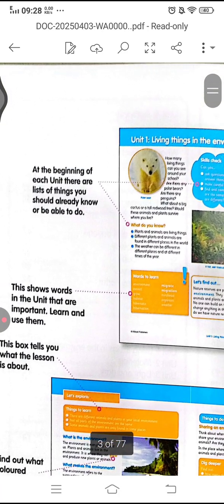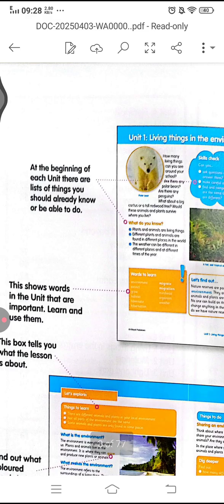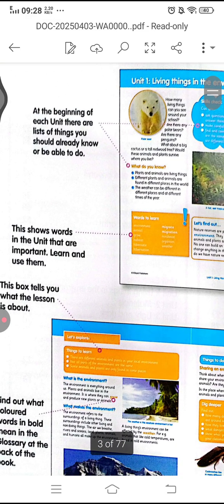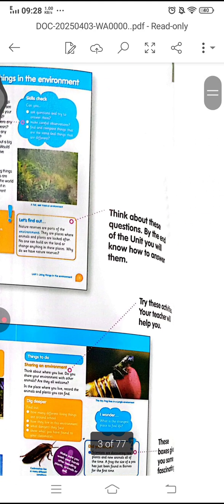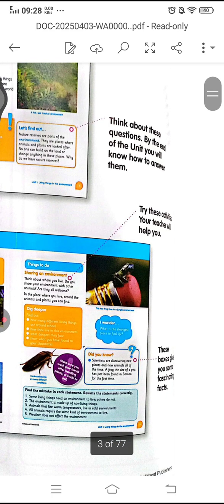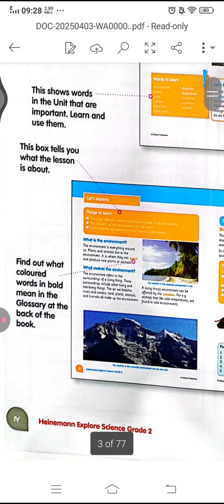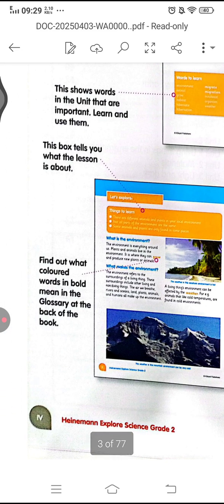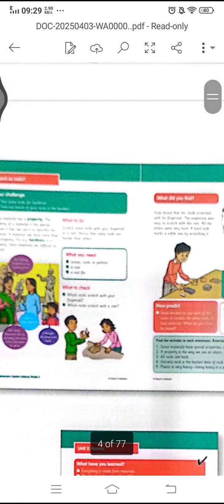What is in the unit? Here is a list of some important vocabulary that we will study, and here are some of the questions we have to ask or answer or find out. Here are some of the activities that will help you to conclude the facts and figures. Some facts are given in the boxes, and here are some of the glossary or the vocabulary that are in colored words, and we must know about that.